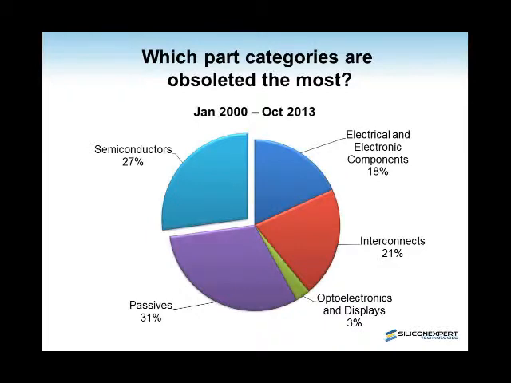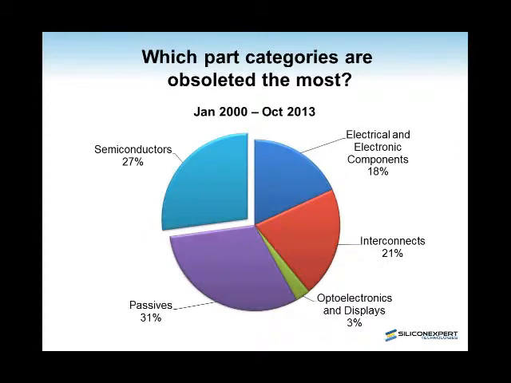This slide is showing us overall which parts are obsoleted the most. And what pops out, literally, is that semiconductors are obsoleted the most. Second most, actually, excuse me, they're the second most. The reason it pops out is that it is the most expensive redesign when a semiconductor is obsoleted and the board needs to be redesigned, as you all know.